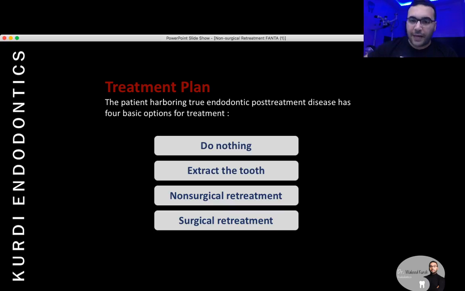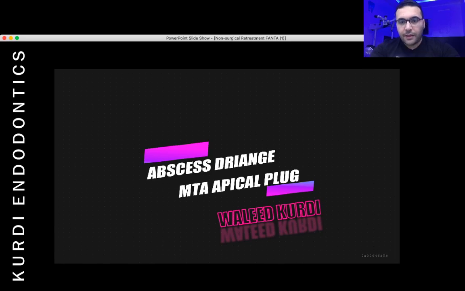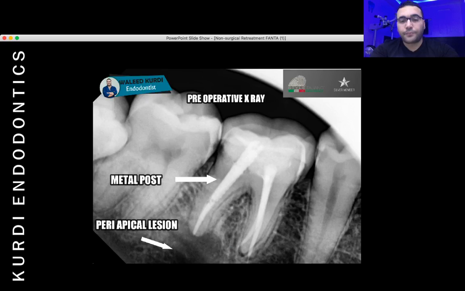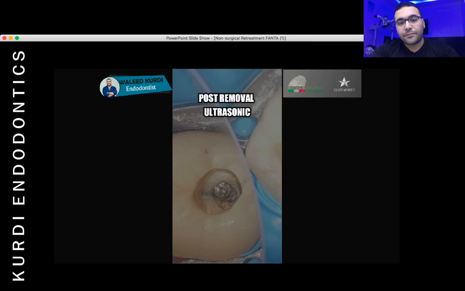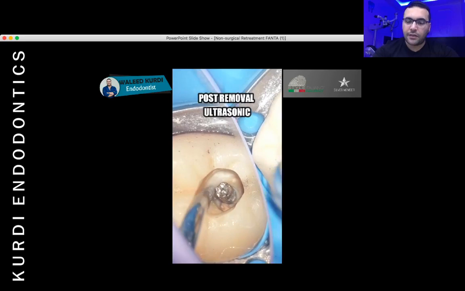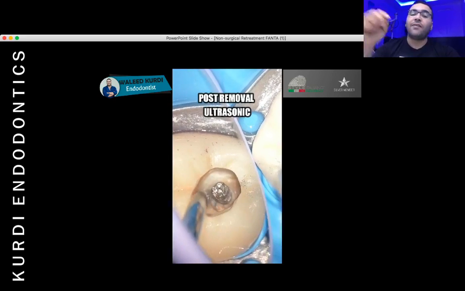Now, treatment plan. If you are going to decide a treatment plan for such a case, either we do nothing, extract the tooth, or do a non-surgical retreatment, which is our talk today, or surgical treatment. Here I'd like to show you a video about non-surgical retreatment also. Here we have a very big lesion related to the distal canal, and we have a post here.